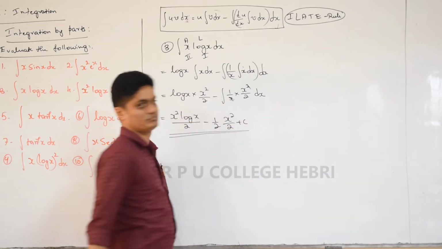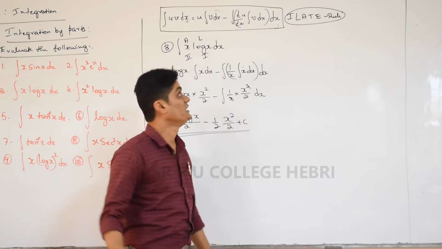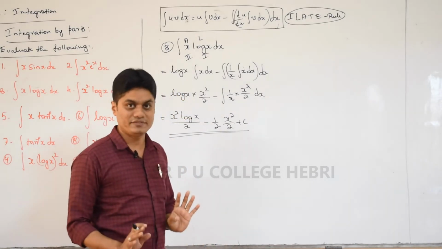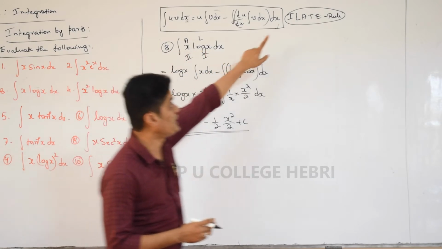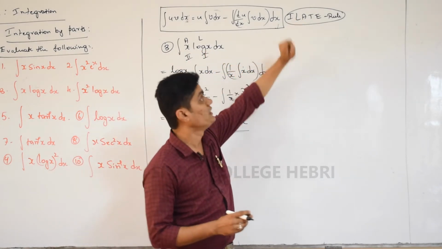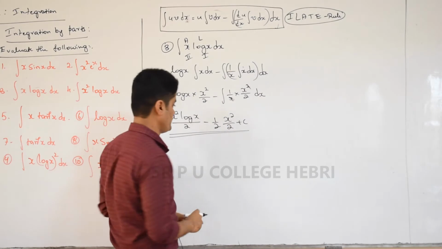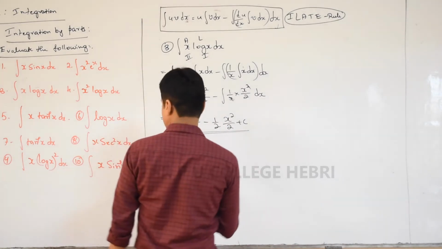That's it. Simple question. x log x is a very very simple problem. Understood? It is important to consider log x as the first function, because in ILATE, L comes before A, so L represents logarithmic function. Got it? Yes. So shall I move to the next one?